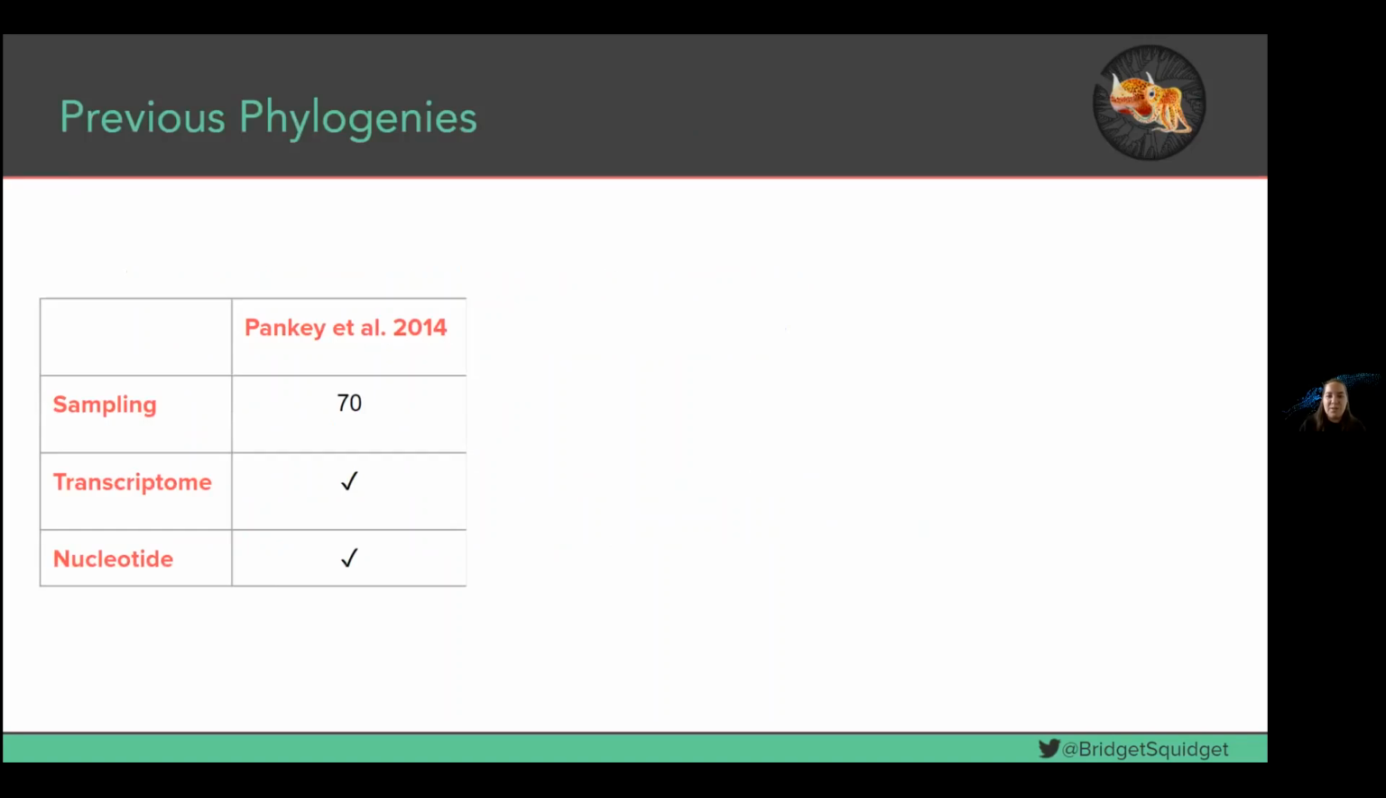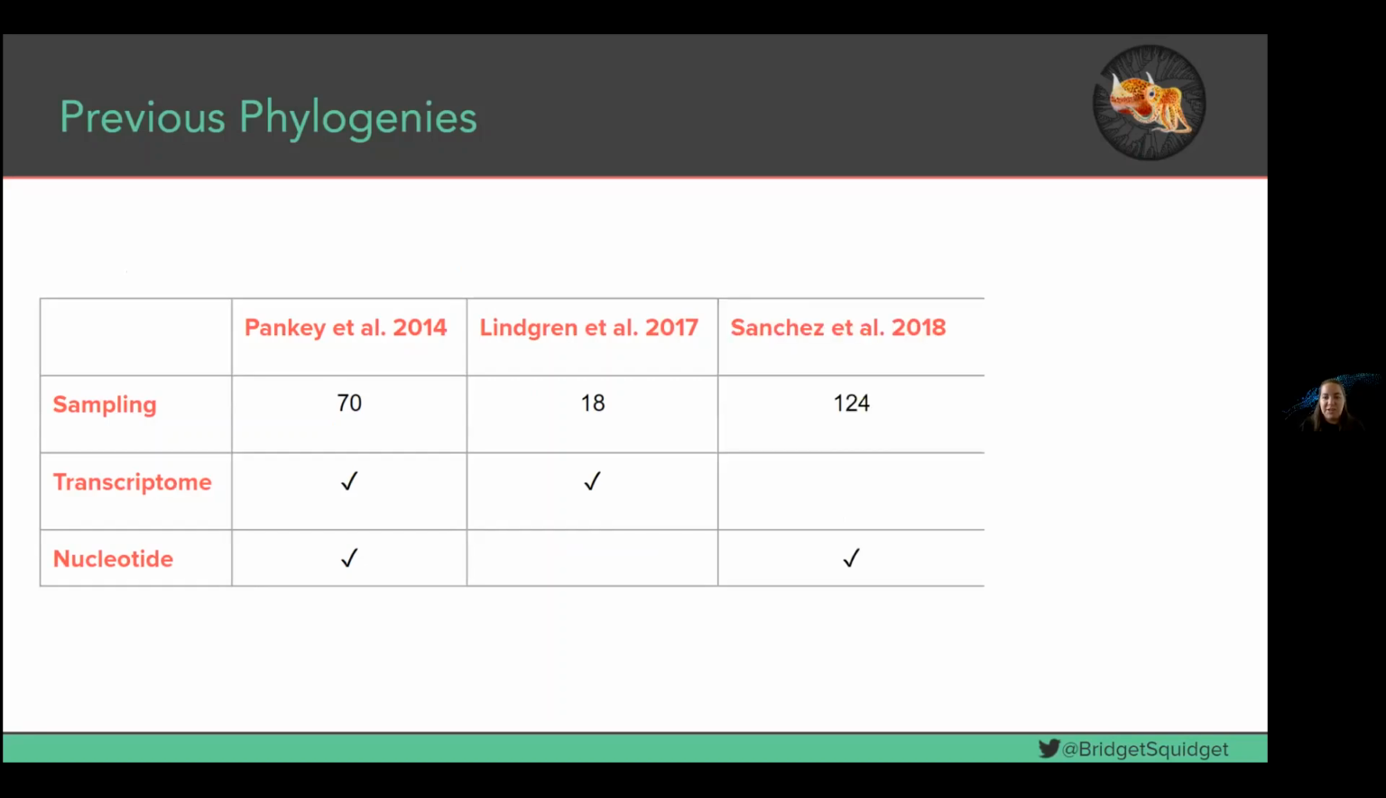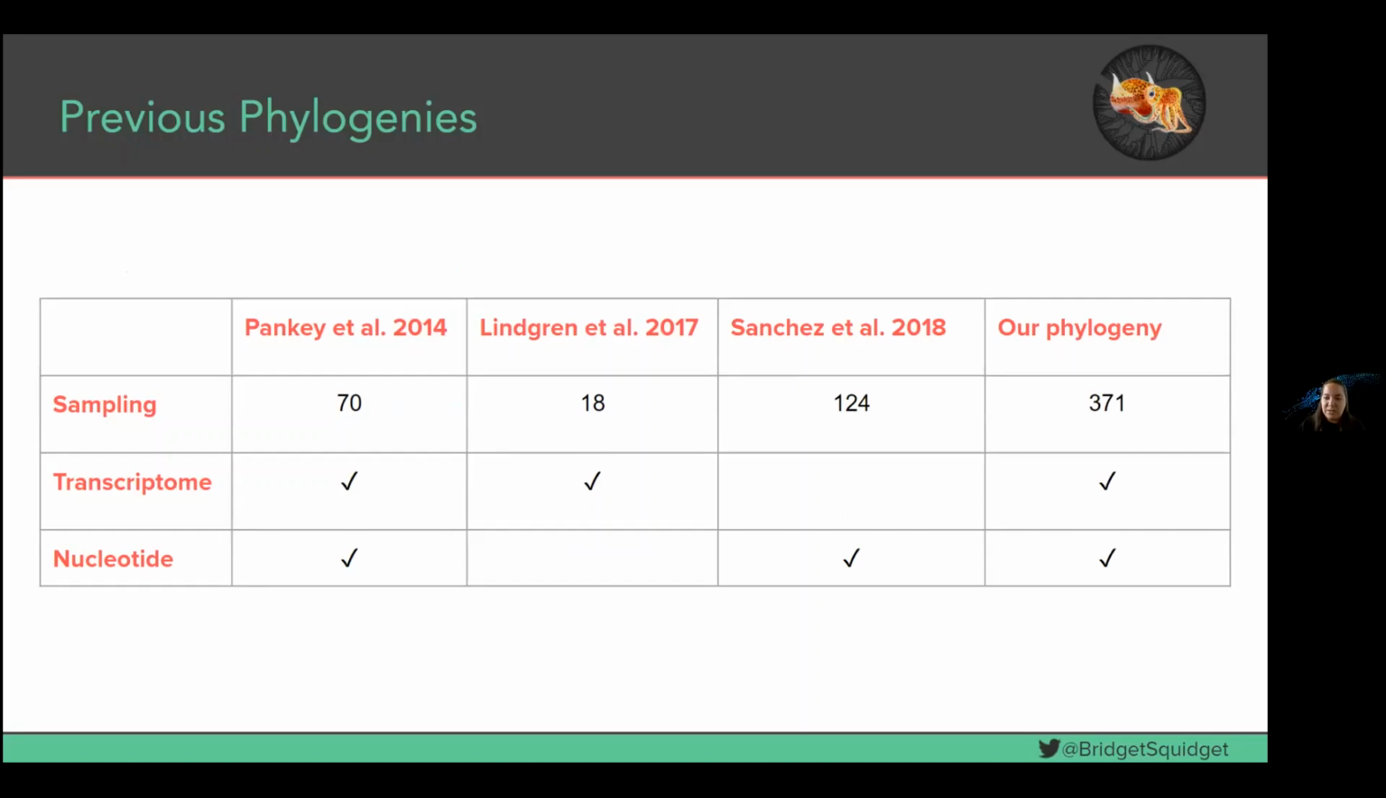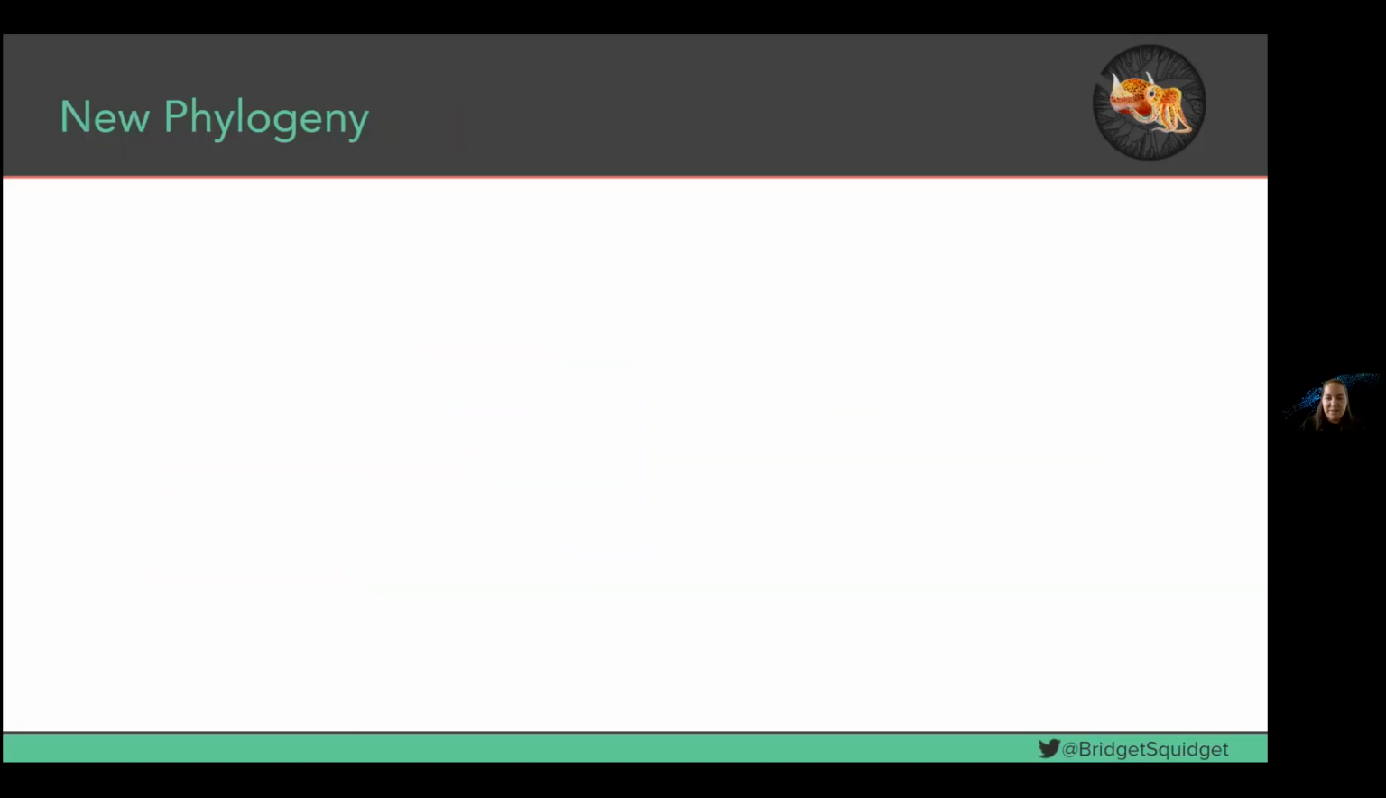And so when we're looking at previous phylogenies of cephalopods, Sabrina Pankey, the study that I mentioned before, had 70 species with both transcriptome and nucleotide data. And then Lindgren had 18 species and was mostly looking at how transcriptome sampling can help with phylogenies. Sanchez had 124 samples looking at the genus level with only nucleotide data. And we are including 371 species with both transcriptome and nucleotide data.